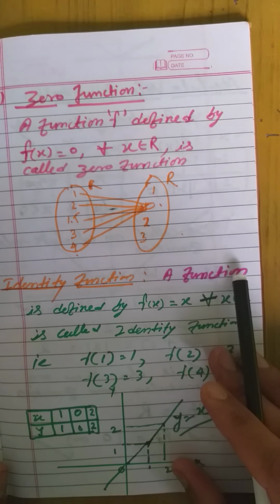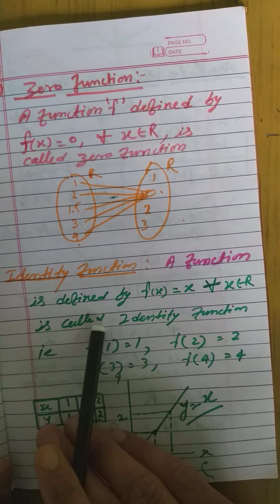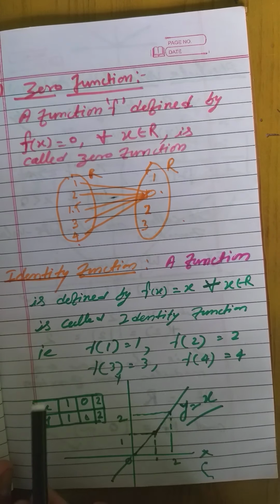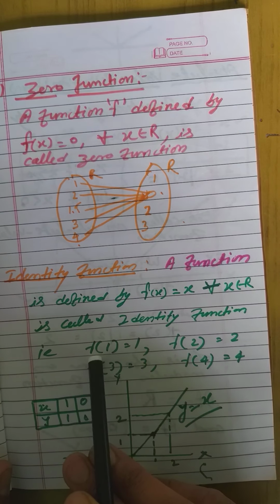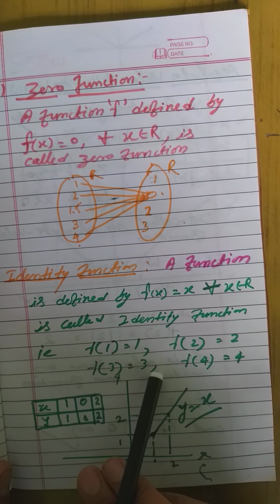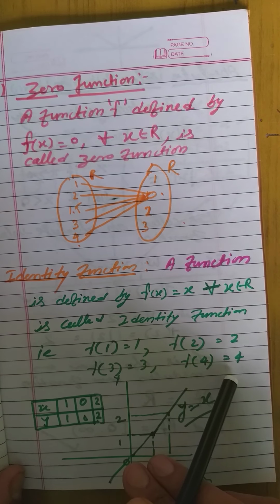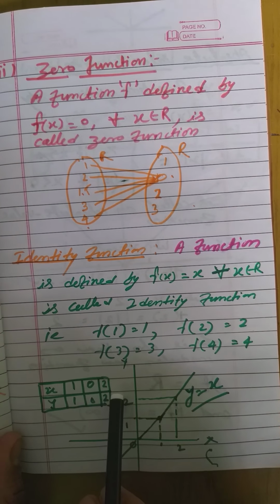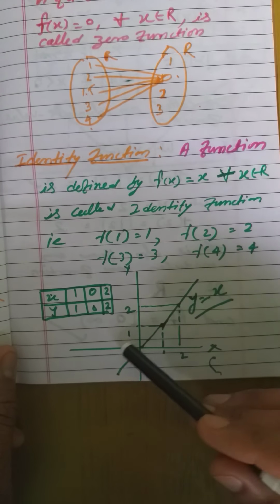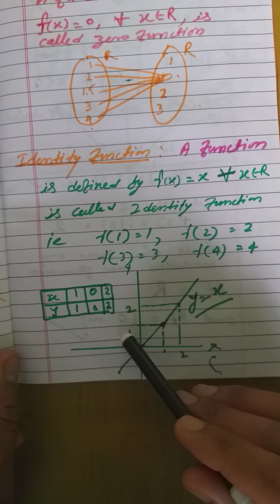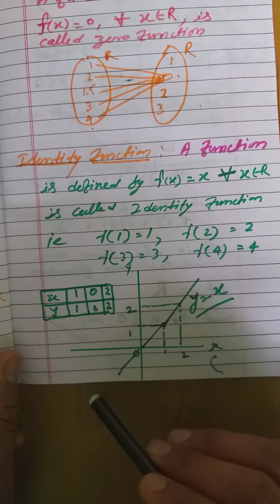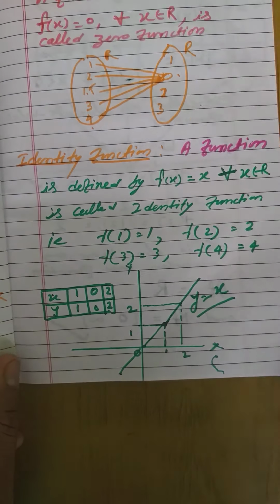Next is identity function. A function defined by f(x) = x for every x belonging to R is called identity function. That is, if you put x = 1, you will get y = 1. If you put x = 2, you will get y = 2. If you put x = 3, y = 3. If you put x = 4, y = 4. It means for every value of x, you are getting the same value of y. In the graph, if you put x = 1, you get y = 1, and if you put x = 2, you get y = 2. You are getting a straight line which passes through the origin.